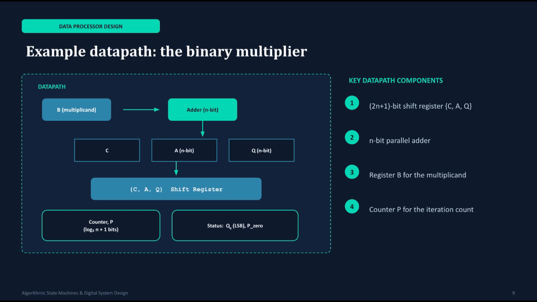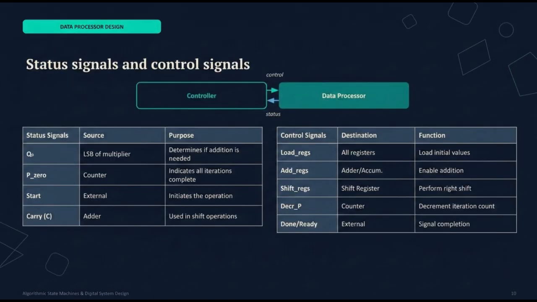With the data path as registers defined, we now need to formalize exactly what signals cross the boundary between data path and controller. This is the interface contract between controller and data path, and getting it right is what makes the 2-part design actually work. On the left, our status signals flow from data path to controller. Q0, the LSB of the multiplier, determines whether an addition is needed this cycle. P0 from the counter indicates all iterations are complete. Start is an external signal initiating the operation, and carry from the adder is used during shift operations.